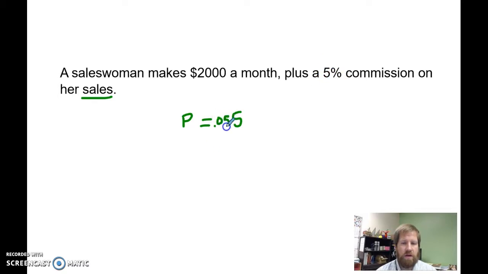Let's see if I can make my 5 look different from my S. Okay, but 0.05 S plus the initial value. So whether she sells 0 things or she sells a whole bunch, she still is going to make her $2,000 just for coming to work. Okay? And so that's my function.